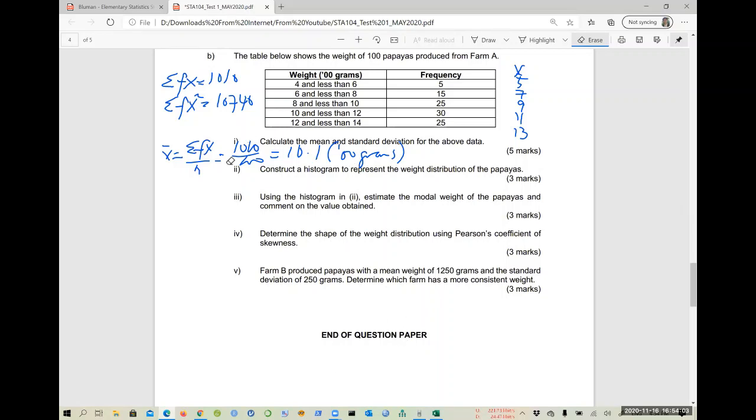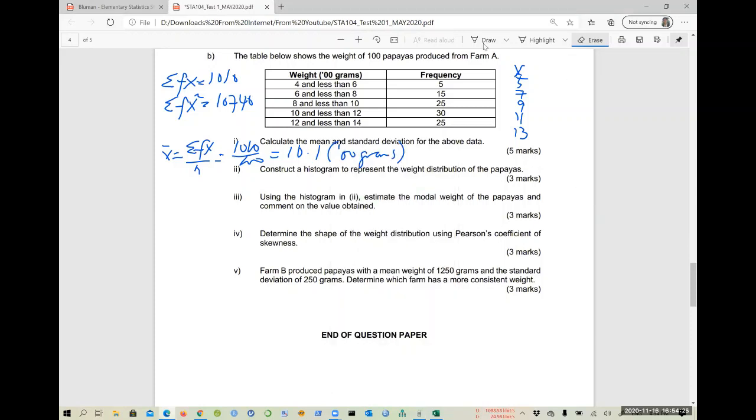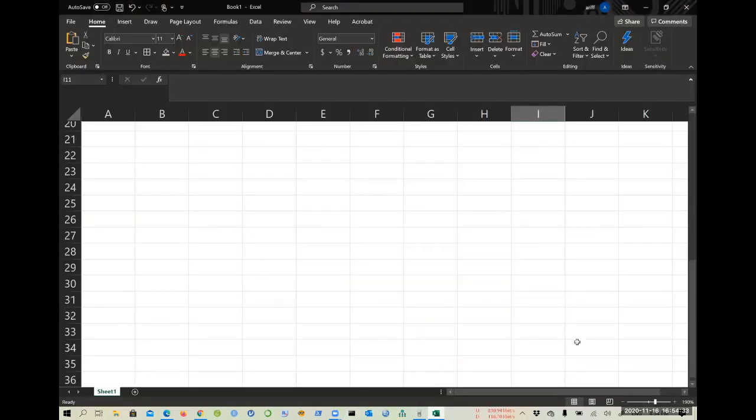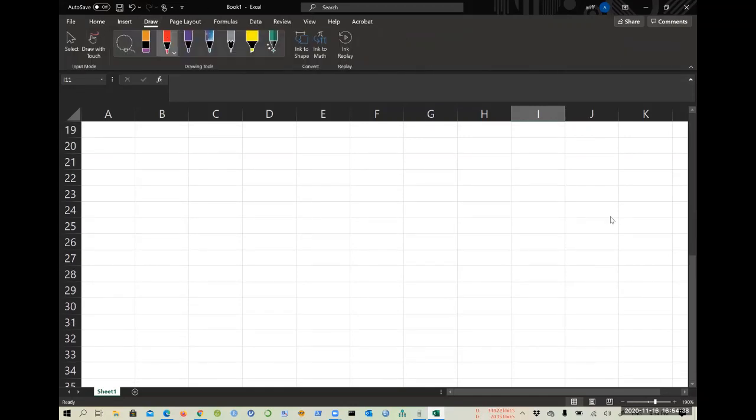So just now we want the answer for summation of x. Just click on shift number 1 and then choose number 4 for the variable, and then you want the x bar, number 2. So you get this to be 10.1. Next you're going to look at the standard deviation. So let me just use the Excel just now, scroll down. Draw using this one.